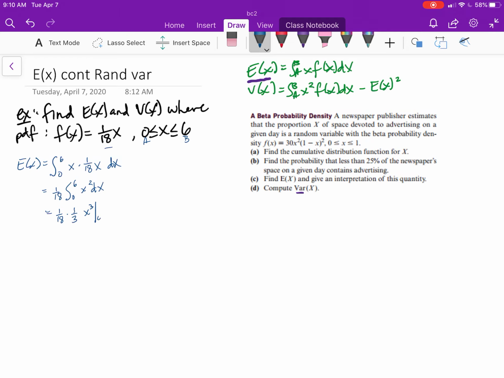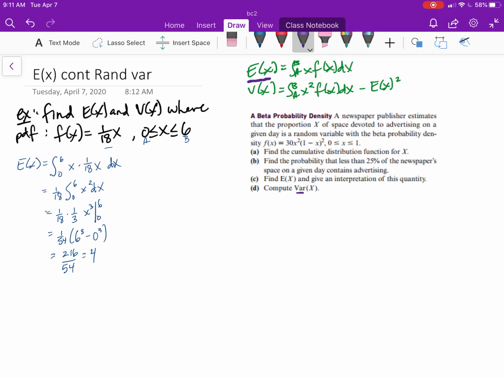x to the third, evaluated from 0 to 6. So this is 1/54 times 6 to the third minus 0 to the third, which is 216. So we get 216 over 54. And that gives us 4.